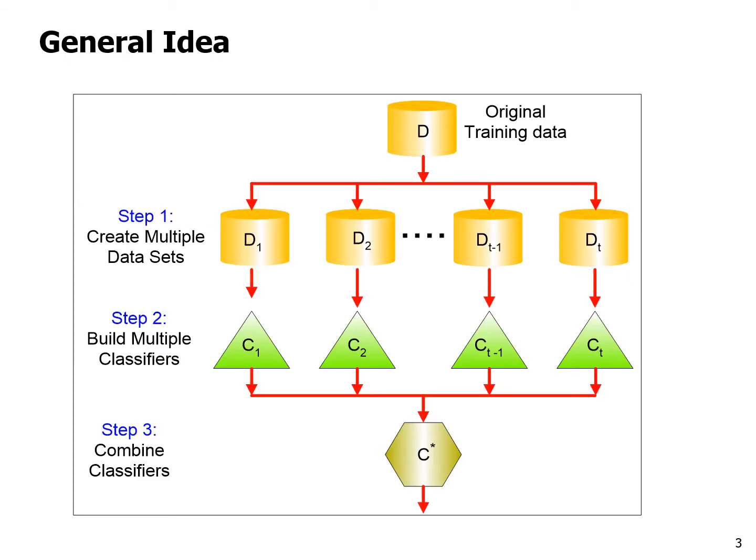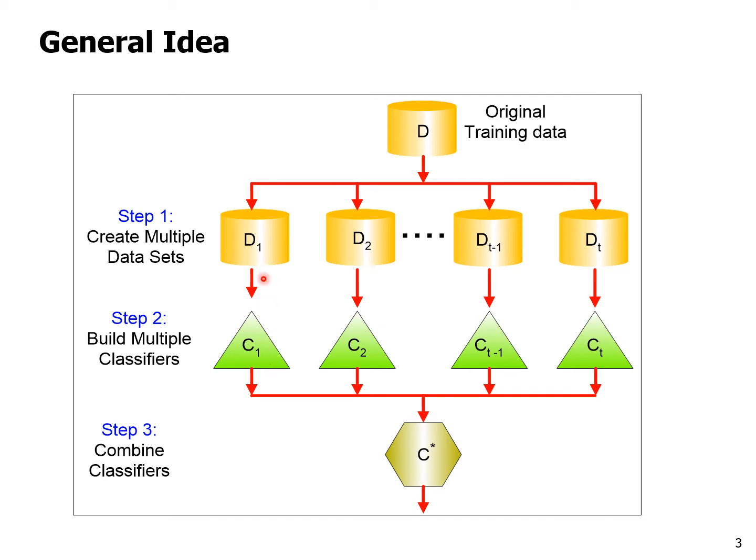This diagram shows the general idea of ensemble learning. Let's say we have training data, and this training data is divided into multiple data sets. Let's say we have 10 of them. And then for each data set, we build a classifier. So now we have different classifiers.